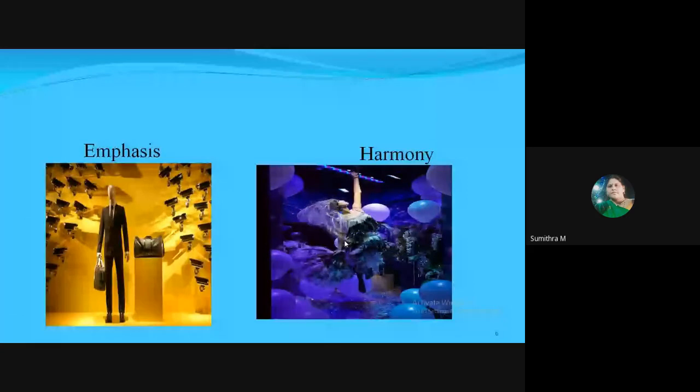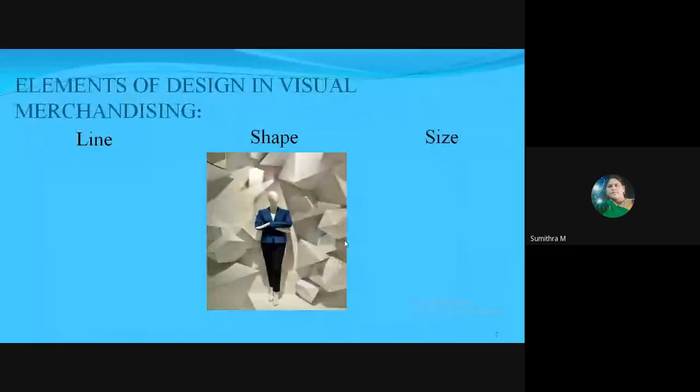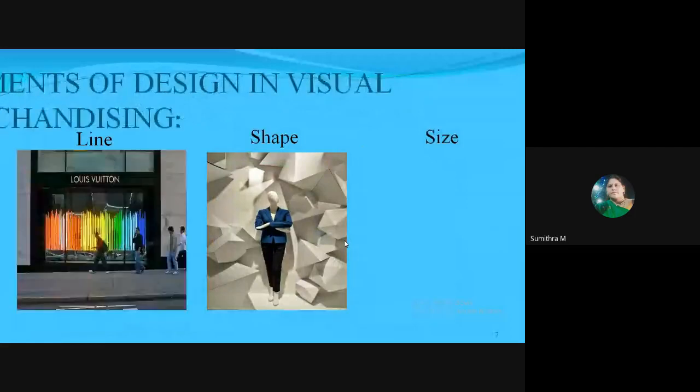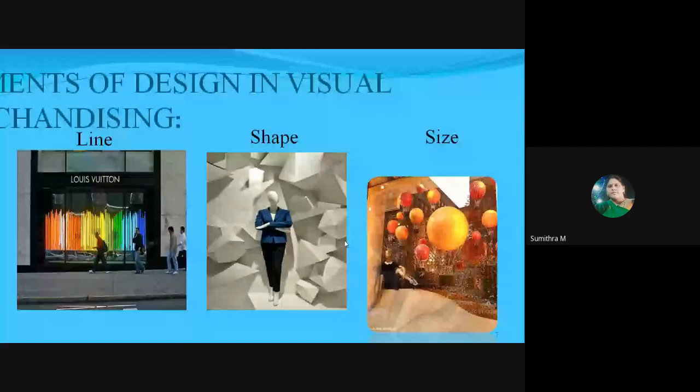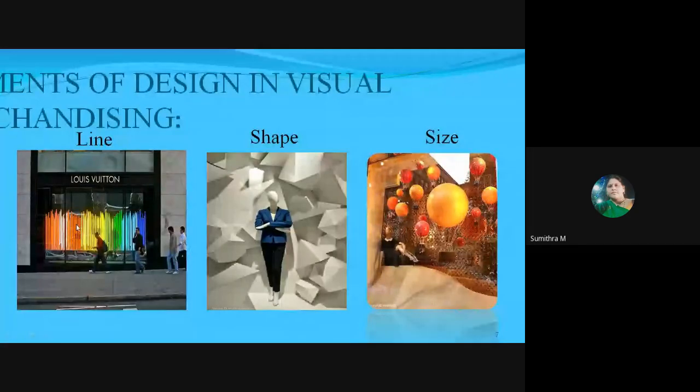Next, elements of design in visual merchandising are line, shape, and size. In this picture, if you see, a tall window is used and different colored vertical stripe lines are used. So people are going to be attracted and they're going to see what type of product is displayed inside. So here different types of cars are displayed. They can attract with the help of the display.